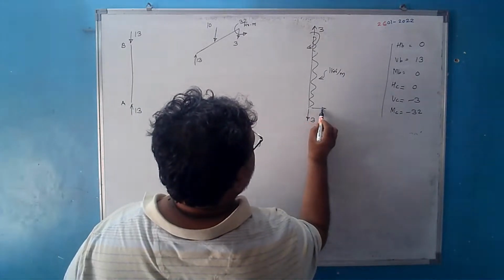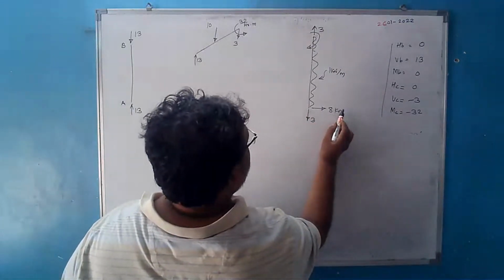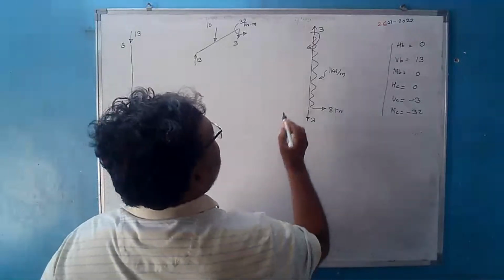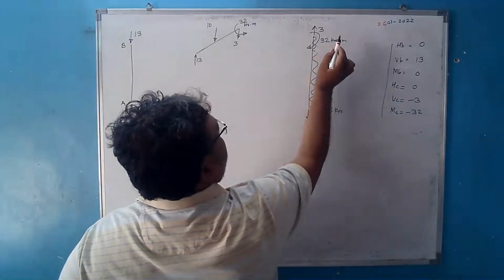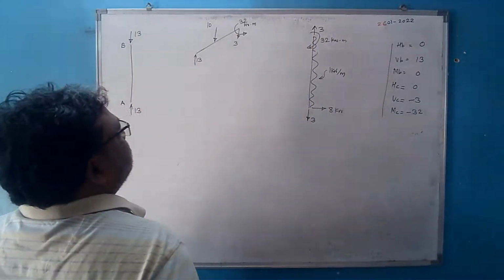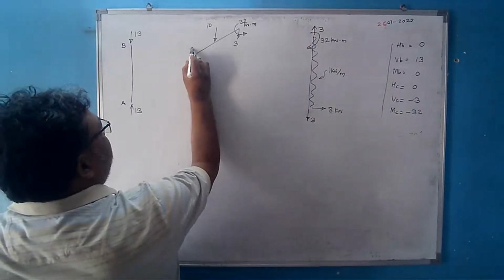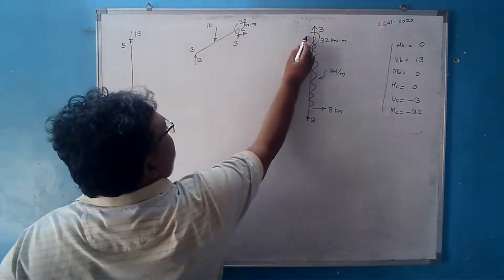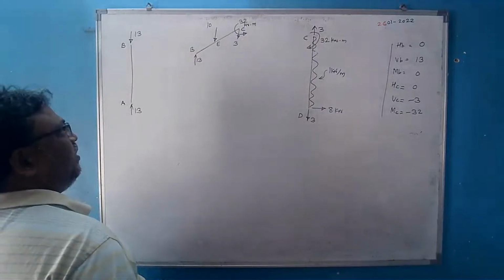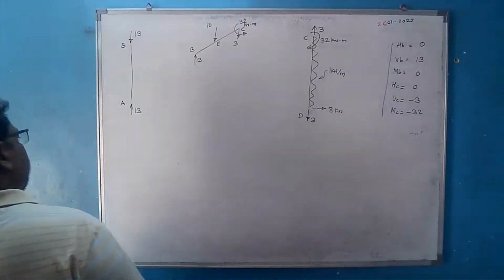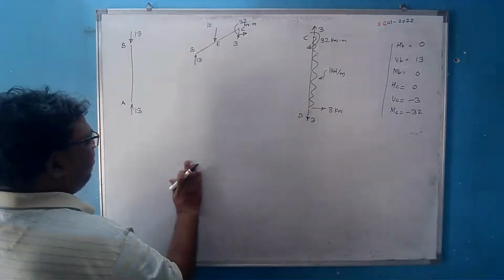And this is 8 kilonewton. Is it right? This is 32 kilonewton meter. That's all. So these are the free body diagrams. AB, it is BC, and this is CD. This point is E, where the force is acting. Now sketch the shear force and bending moment diagram.